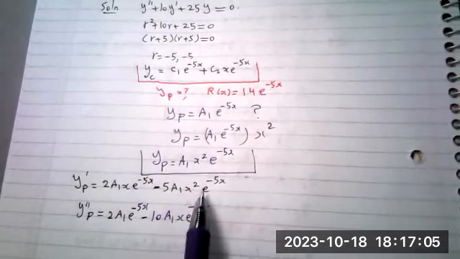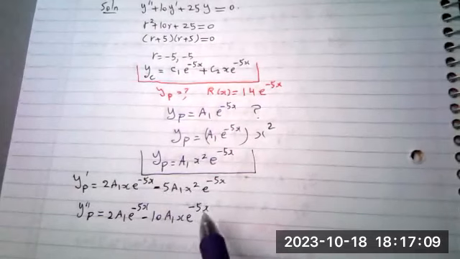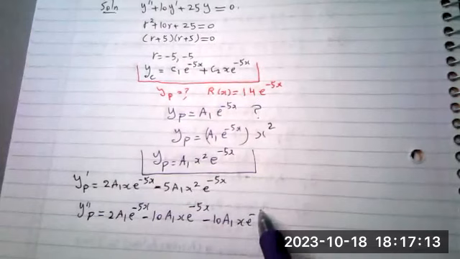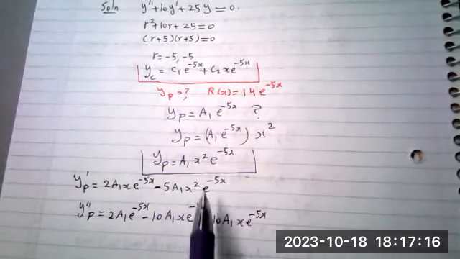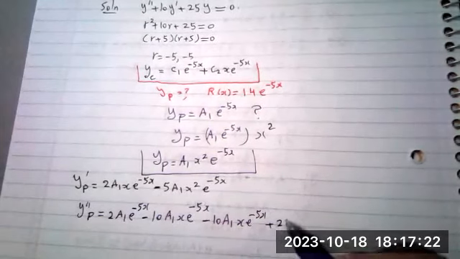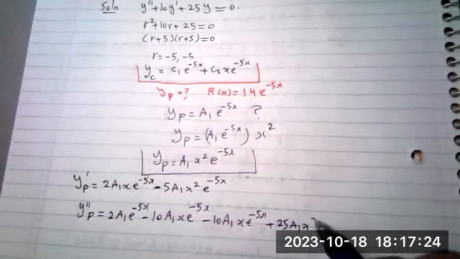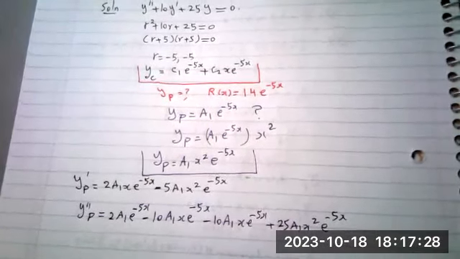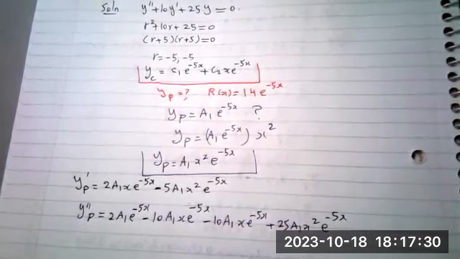Now we continue with the second one, same thing. Derivative of x squared is 2x, and 2 times 5 would be 10. So it's going to be minus 10 a1 x e to the negative 5x. Plus the derivative of the second times first. We get negative 5 again. Negative 5 times negative 5 would be positive 25 a1 x squared e to the negative 5x. So that gives you the second derivative.